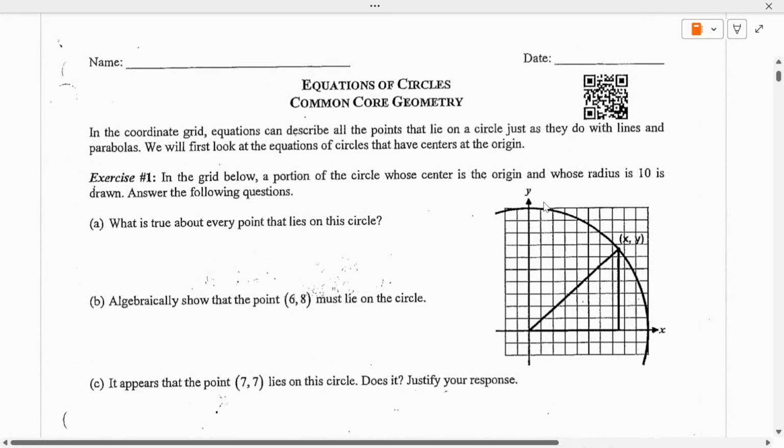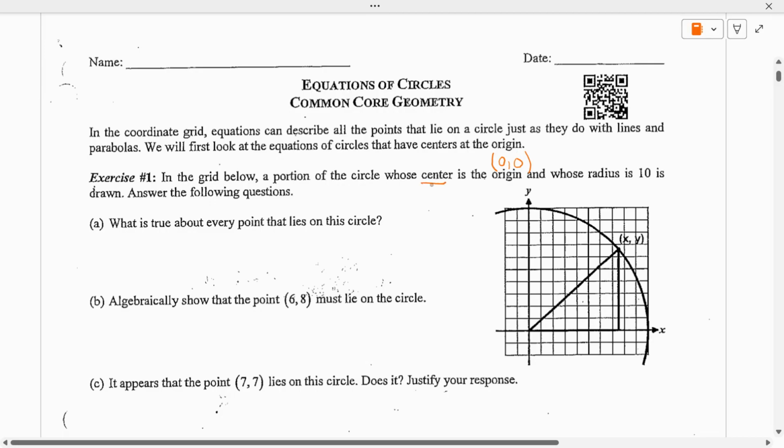Okay. So in the coordinate grid, equations can describe all the points that lie in a circle, just as they do with lines and parabolas. We will first look at the equations of a circle that have centers at the origin. So I just want to remind you what the origin is. What is the origin? Yeah, it's the ordered pair 0, 0.